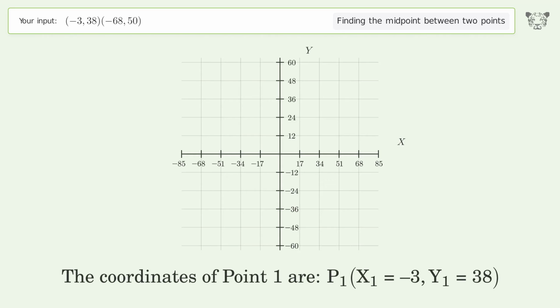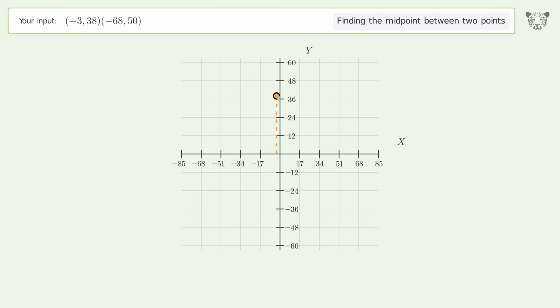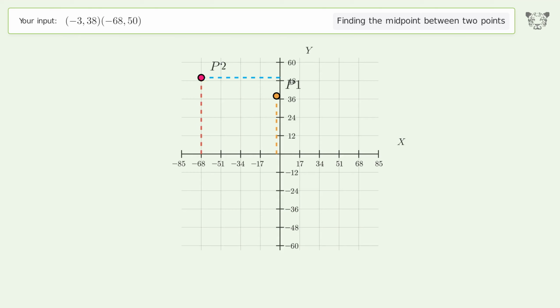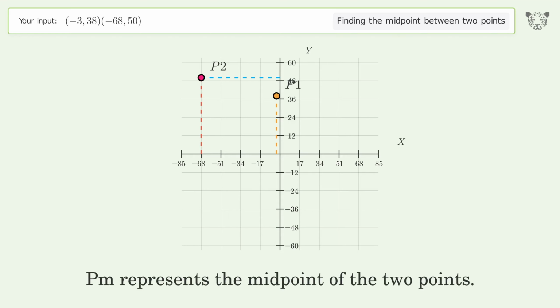The coordinates of point 1 are, x1 equals negative 3, y1 equals 38. The coordinates of point 2 are, x2 equals negative 68, y2 equals 50. PM represents the midpoint of the 2 points.